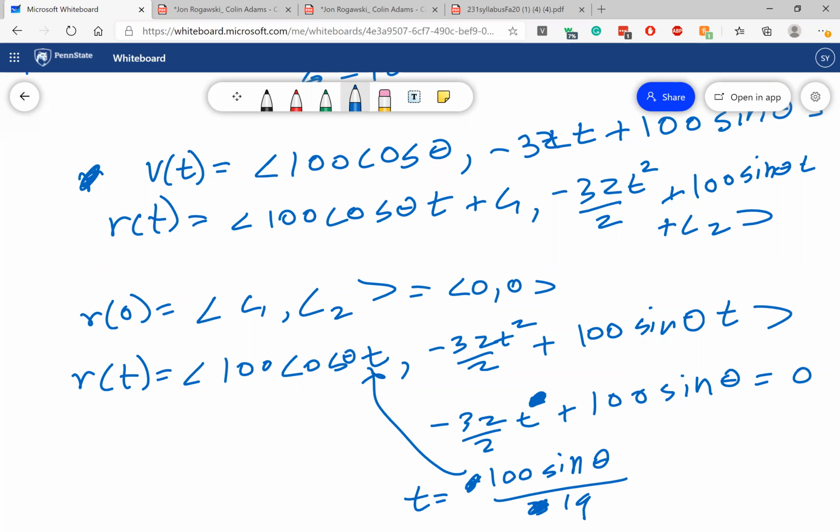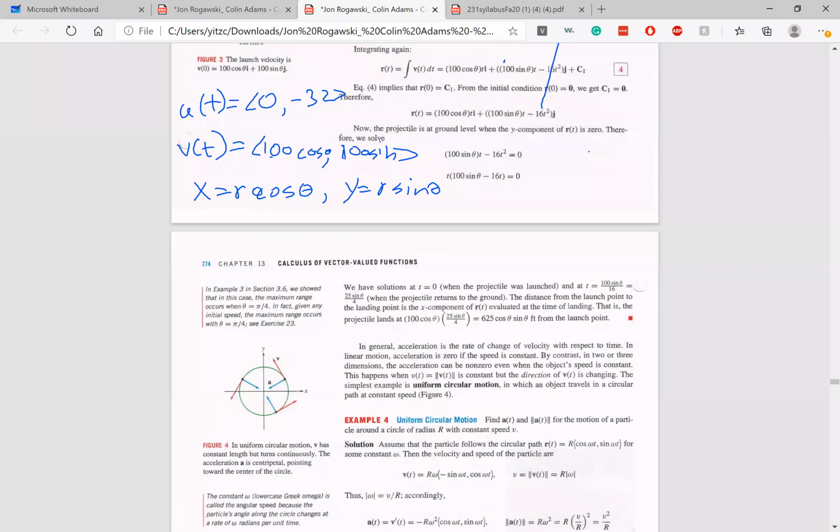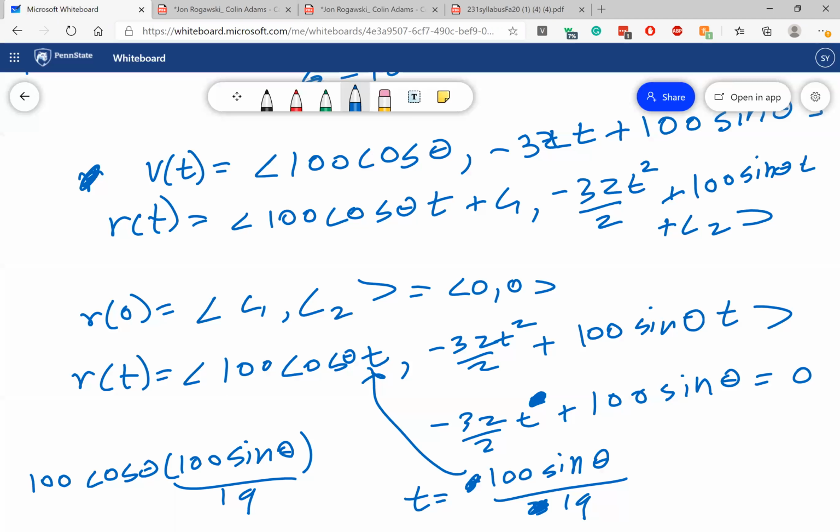So we will get 100 cosine of the angle times 100 sine of the angle over 19. Oh, 16, sorry. Okay. Any questions about this?